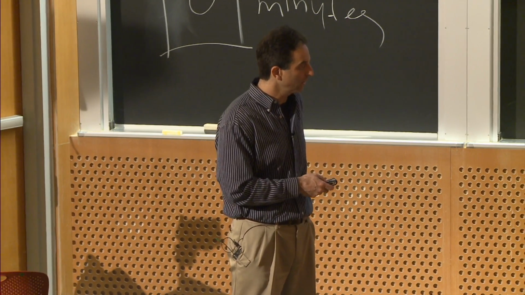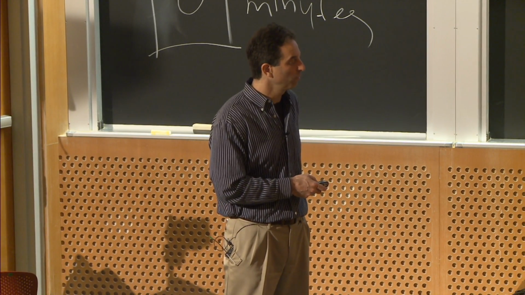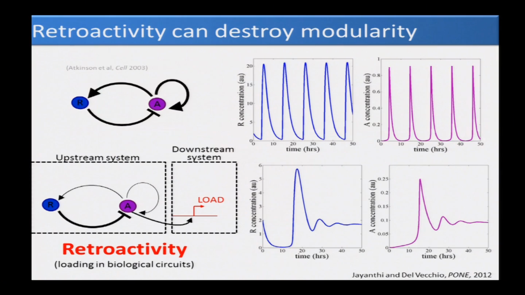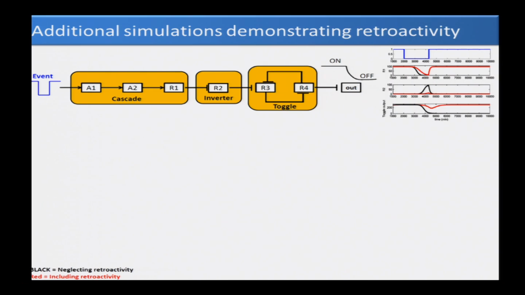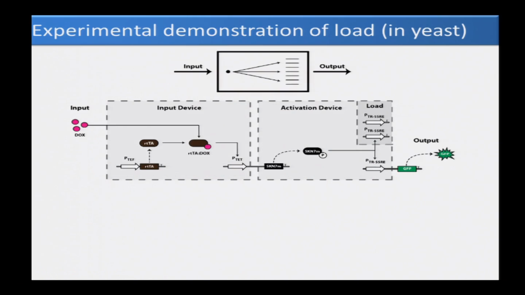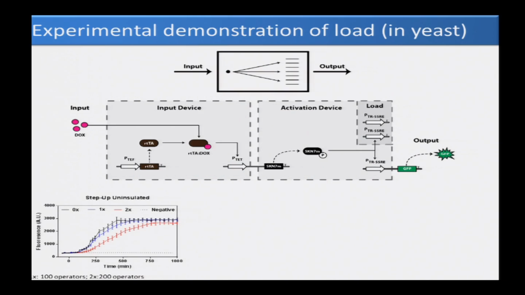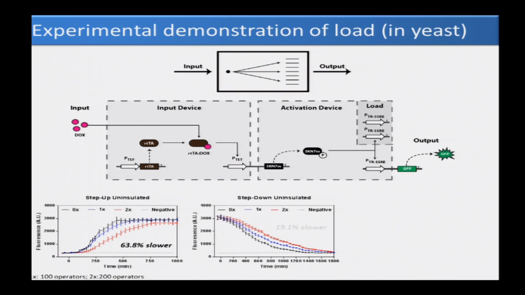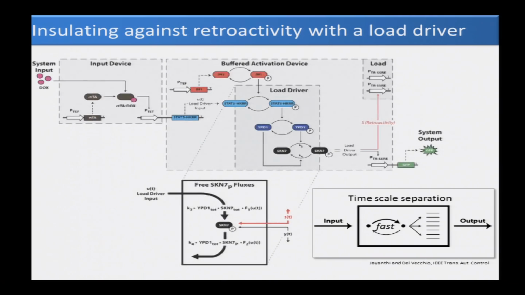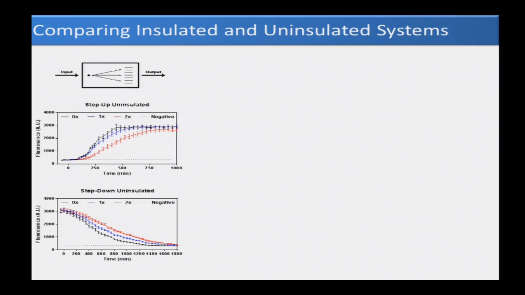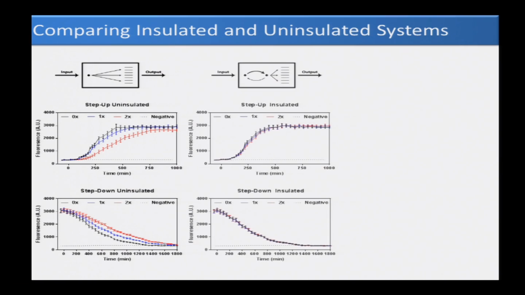This is a notion of retroactivity, and this is work with Domitilla Del Vecchio. We've demonstrated that we can actually solve this. I won't go into the details, but this is a real problem, even in simple circuits experimentally, and the solution uses this cool notion of timescale separation. We can take these highly affected circuits, going from black to red, put a load driver in there, and it fixes it.